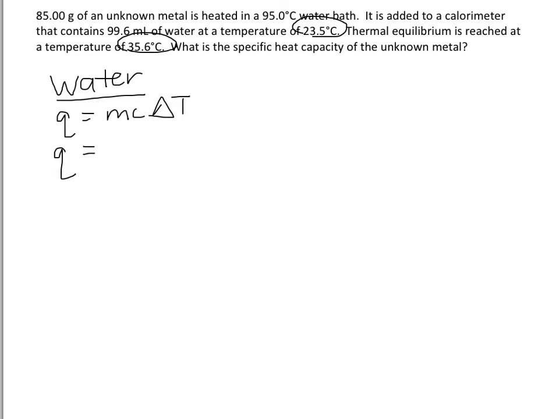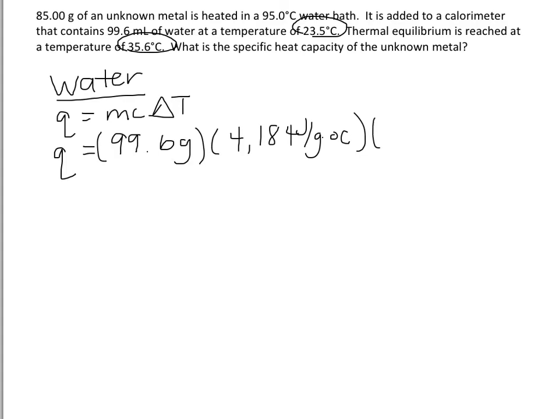The mass of the water is going to be 99.6 grams. The density of water is 1 gram per milliliter. So with 99.6 milliliters, that's equal to 99.6 grams. Then we need the specific heat capacity for the water, 4.184 joules per gram per degree Celsius. And now we want to calculate our delta T. Remember, always final temperature minus initial temperature.